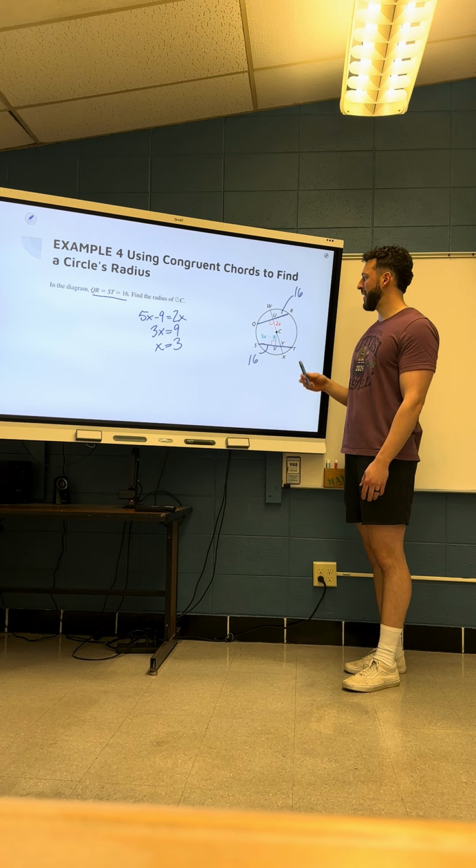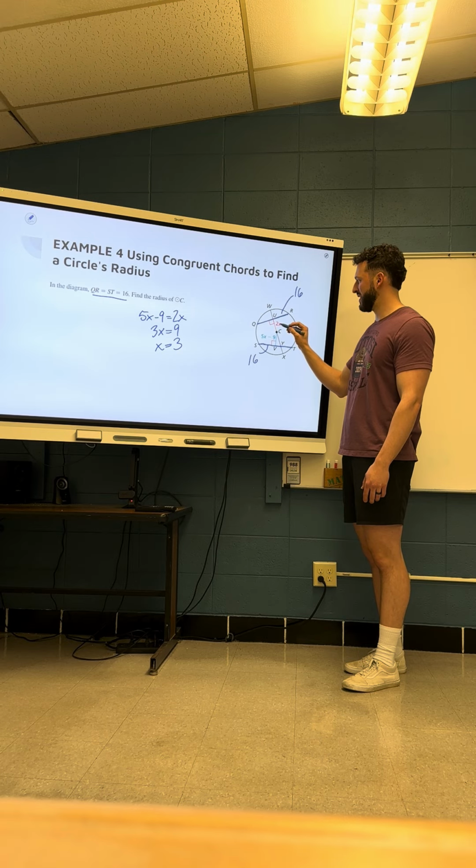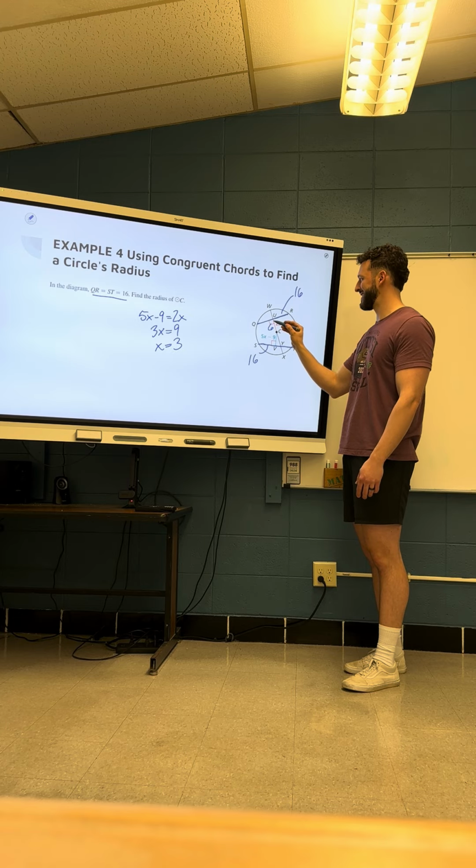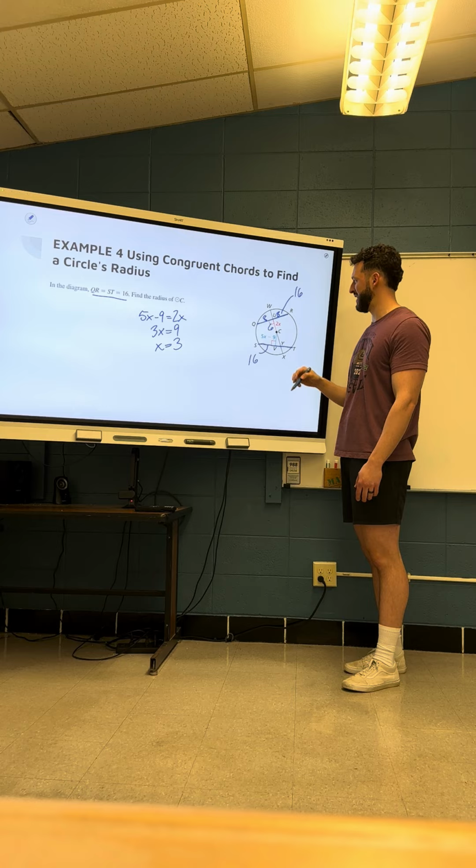All right, now we can find each of these side measures. So in this case, 2 times 3, this would be 6. So we've got a side that's 6, and a whole side is 16, which means each of these pieces would be 8.